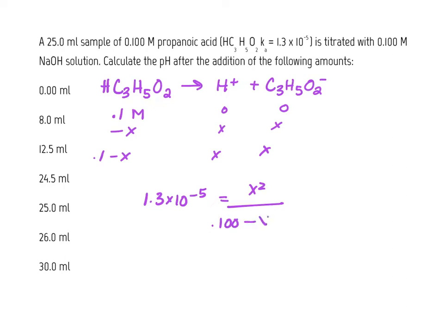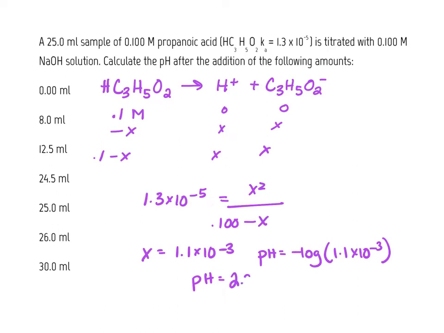We know that we have x squared on the top for the H plus and the C3H5O2 minus. You can use the 5% rule to calculate that value of x using that 1.3 times 10 to the minus 5. That's the Ka, which they gave you in the beginning of the problem. You solve for x, and then again take the negative log of that to get the pH. So that x is going to be equal to your H plus concentration. So our pH is 2.96.